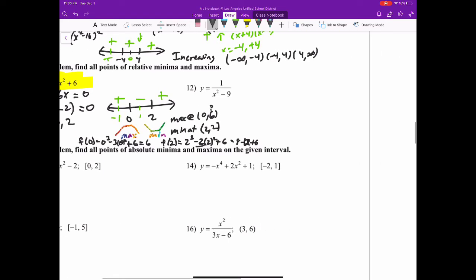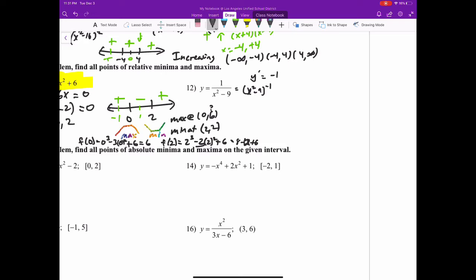Okay, let's do the second problem. We're looking for max and min, so that has to deal with the derivative. Let's go ahead and just take that derivative. I don't like the way that looks. I'm going to rewrite this as a negative exponent, x squared minus 9 to the negative 1 power. I think that would be easier as a power rule.